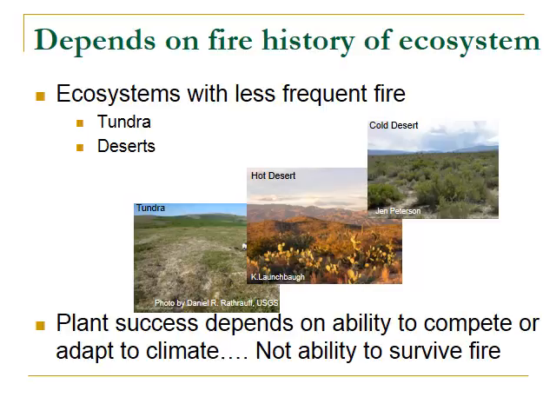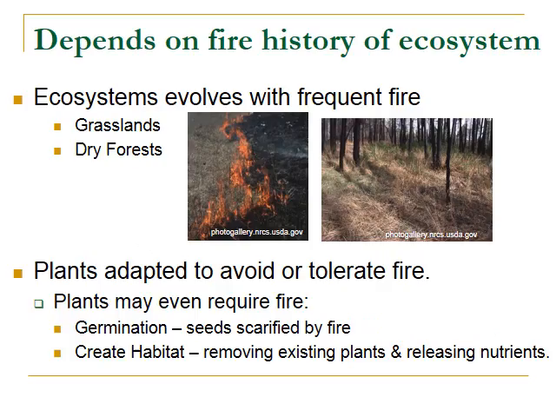And the cold desert is another one where in Idaho we see shrubs with often a lot of space between the shrubs and not much biomass to carry fire between. So we have fairly infrequent fires in those types of ecosystems. Plant succession depends on the ability of the plants to compete and adapt to the climate. They don't always have the ability to survive fire, but fire is often not very frequent in some communities.